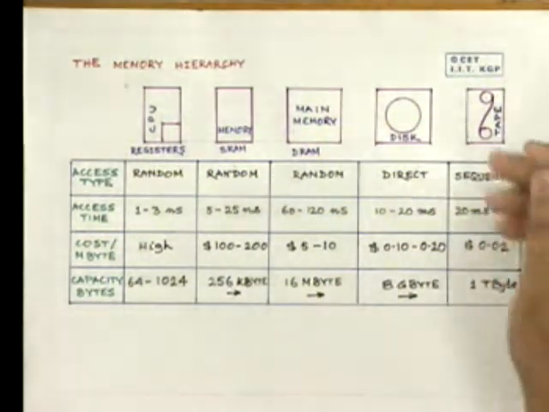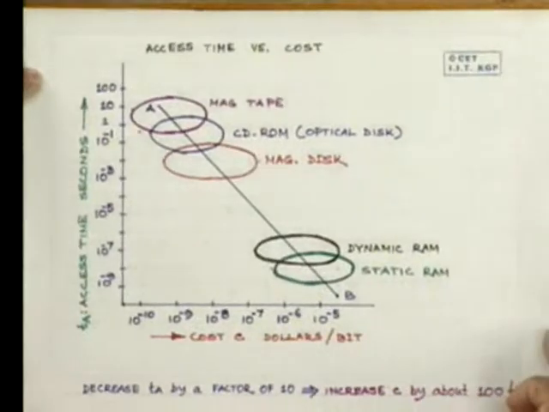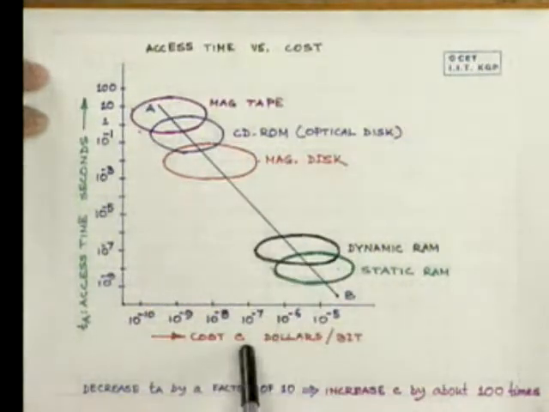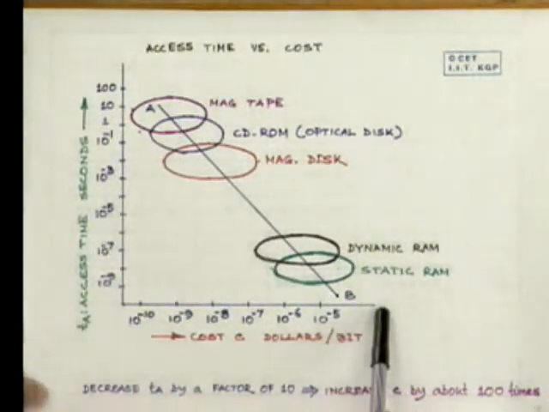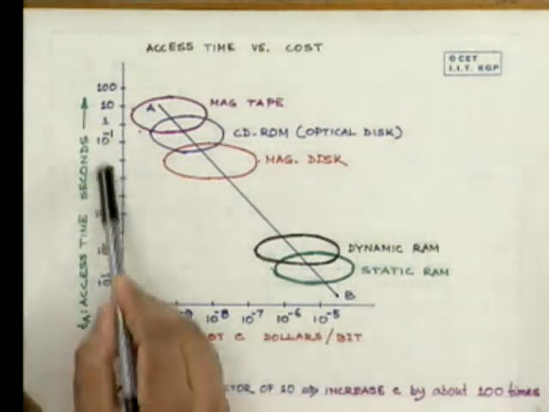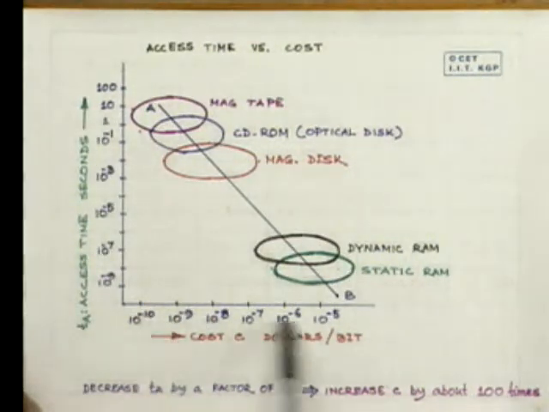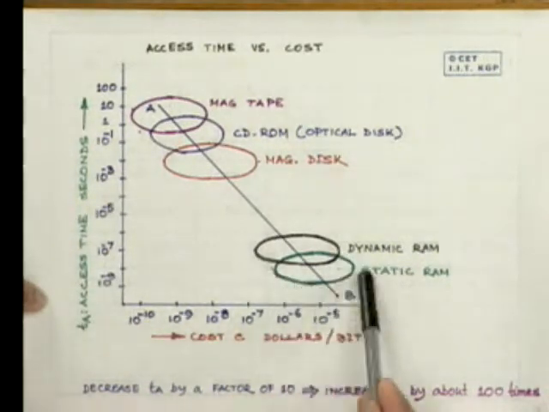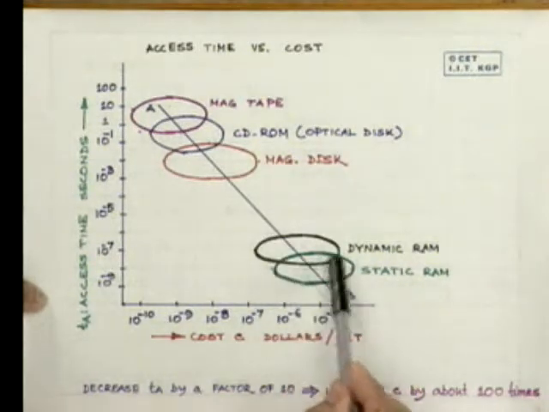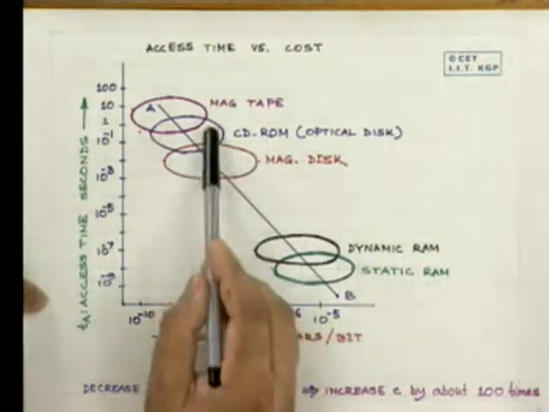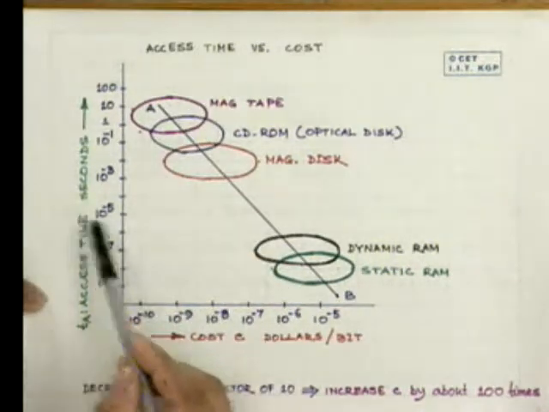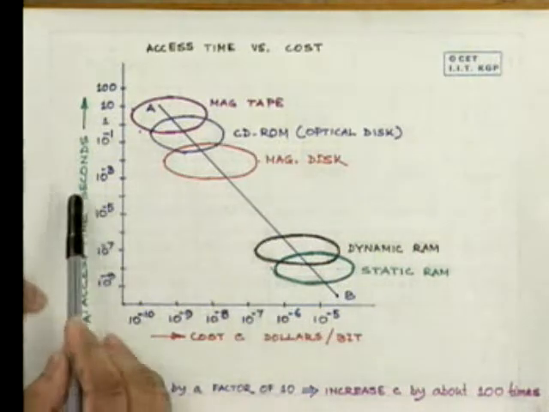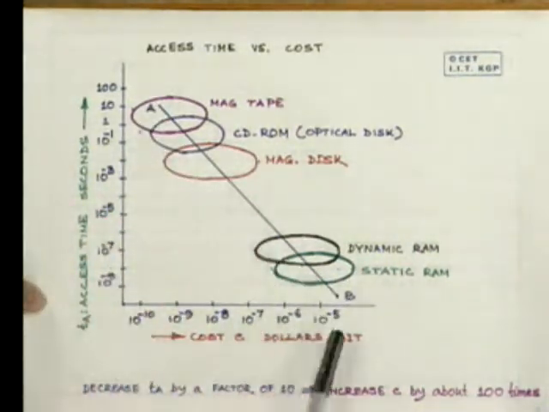Now in terms of these characteristics, one feature that I would like to show you is this: if we draw the access time versus the cost, the curve somewhat looks like this. Here the scales are logarithmic, both in cost as well as in access time. Here lies the static RAM region. Here is the dynamic RAM region, the magnetic disk, CD-ROM, and the magnetic tape. The access time versus cost characteristic is more or less depicted by the straight line AB.